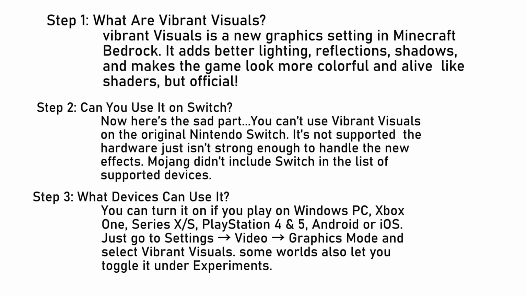Part 3. What devices can use it? You can turn it on if you play on Windows PC, Xbox One, Series X|S, PlayStation 4 and 5, Android or iOS. Just go to Settings, then Video, then Graphics Mode, and select Vibrant Visuals. Some worlds also let you toggle it under Experiments.